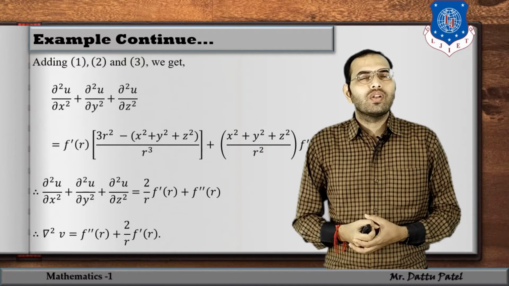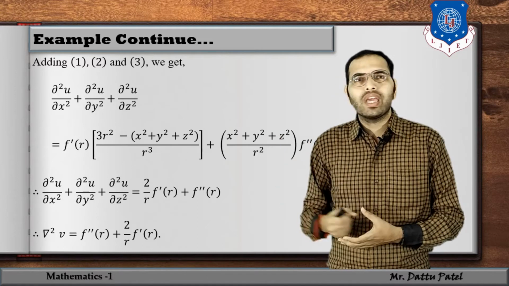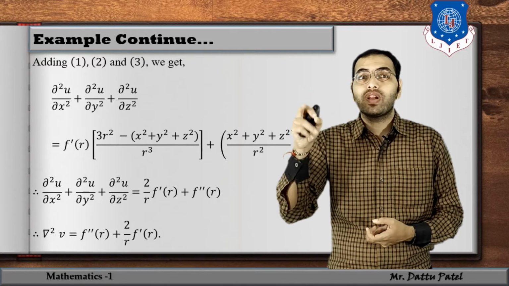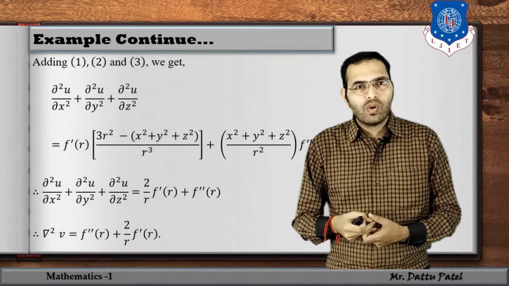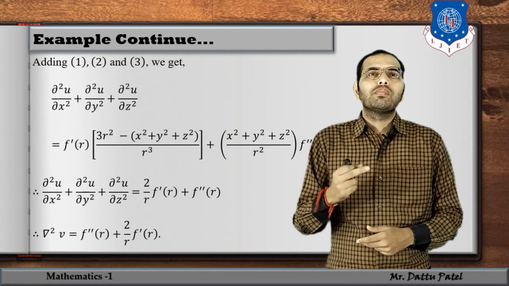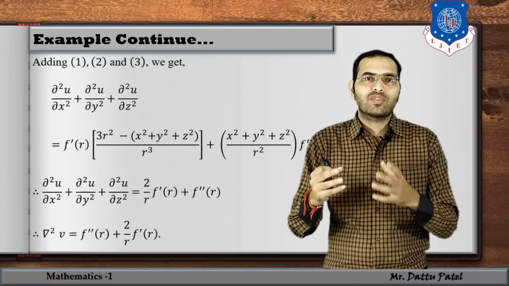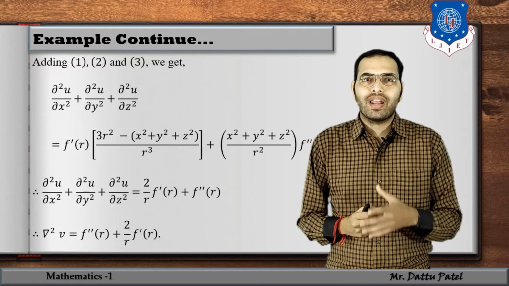You all know that x square plus y square plus z square equals r square. Then substituting it, f dash of r inside the bracket 3r square minus r square, that is 2r square, divided by r cube, r square cancels out, then we get 2 by r. Then x square plus y square plus z square is replaced as r square, r square cancels out, and it becomes only f double dash of r.